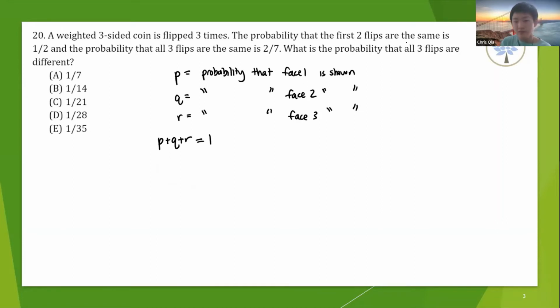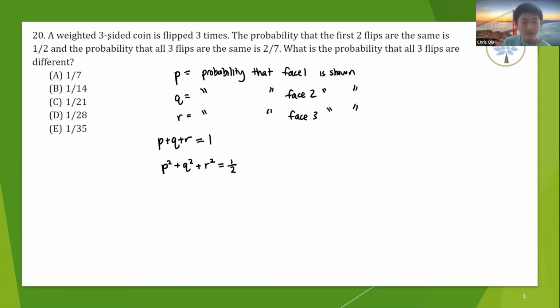The probability that the first 2 flips are the same is 1/2. So let's break this up into cases. The first case is if the first flip and the second flip both show face 1. And in that case, there's P times P, which is P squared, probability that this will happen. And the second case is if both times face 2 shows. And similarly, we're going to have Q squared for that probability. And lastly, we have R squared for the probability that face 3 shows up twice. And we're told that this value is equal to 1/2.